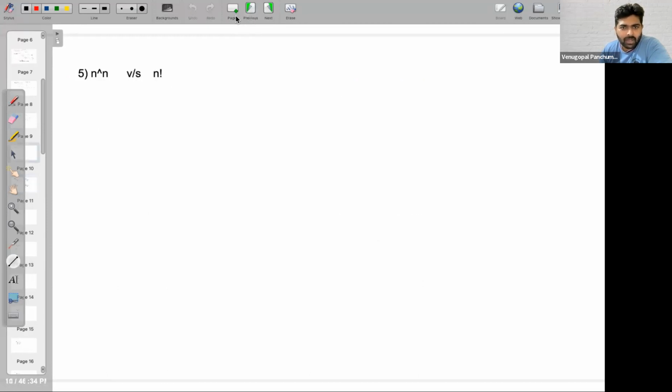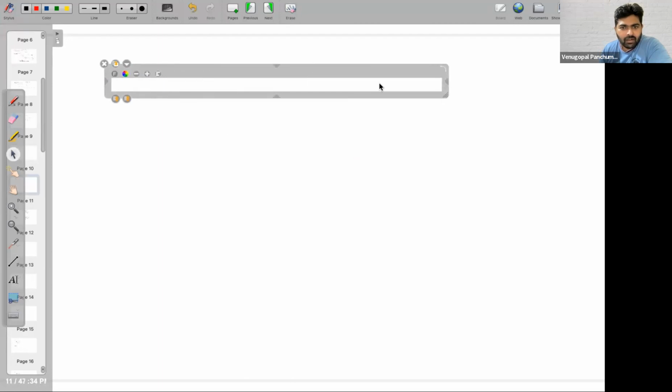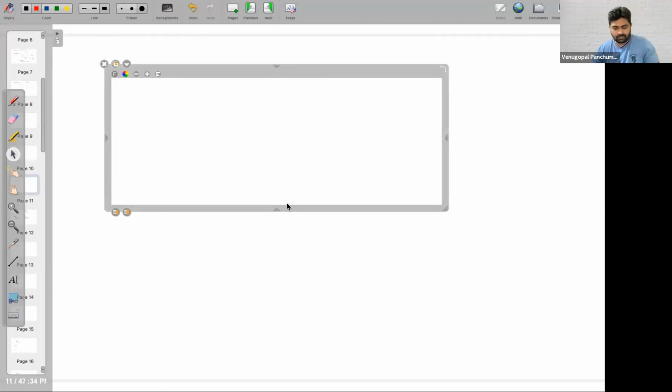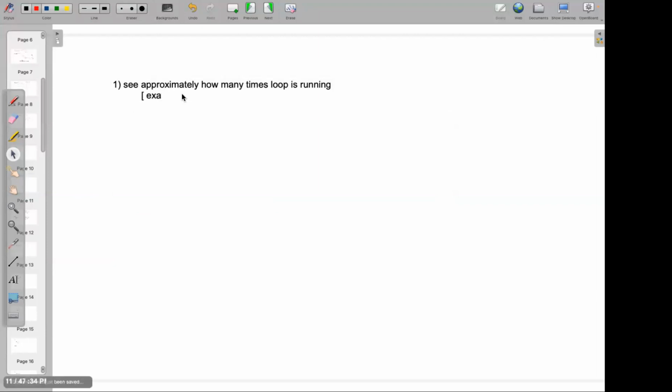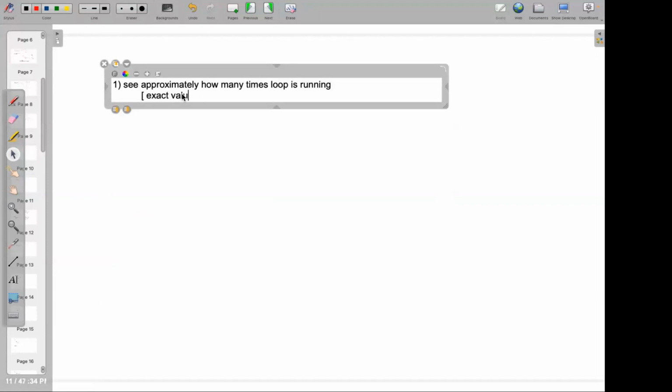Before analyzing the time complexity of any code, remember 2 things. First thing is, approximately how many times the loop is running. Exact value is not required. That is the first point.